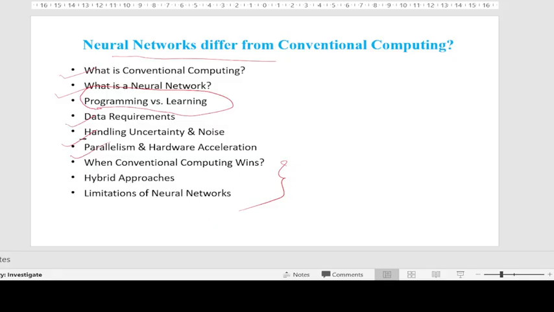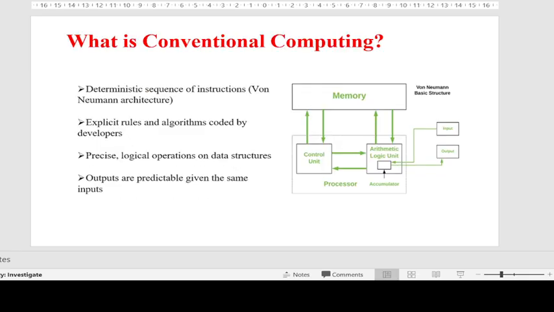First, we will discuss what conventional computing is. We can also call it traditional or classical computing. First of all, what is computing? Computing simply means a sequence, or a list, of instructions: instruction 1, instruction 2, and so on up to instruction n. This set of instructions is called a program. So this is about conventional computing.